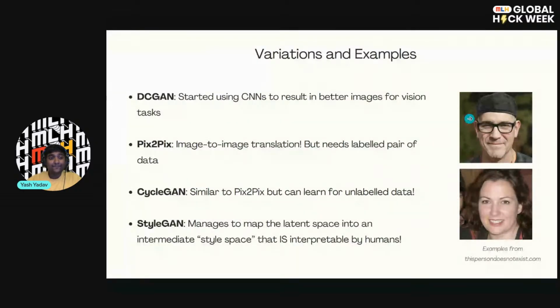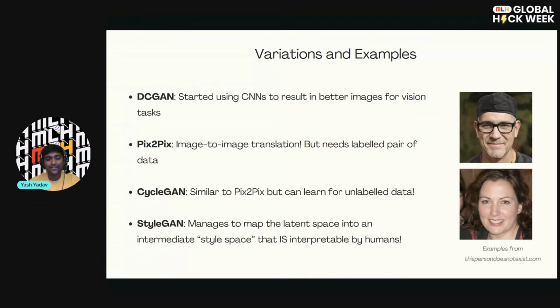Then some examples. There's DCGAN, which is essentially the one that standardized using CNNs. Think of CNNs as neural networks that are really good at vision tasks, on image-based tasks. There's Pix2Pix, which did image to image translation.